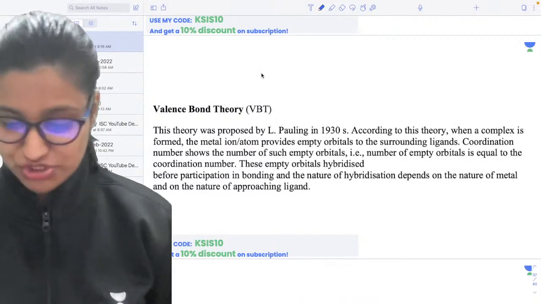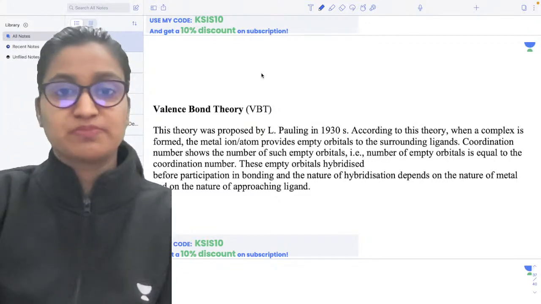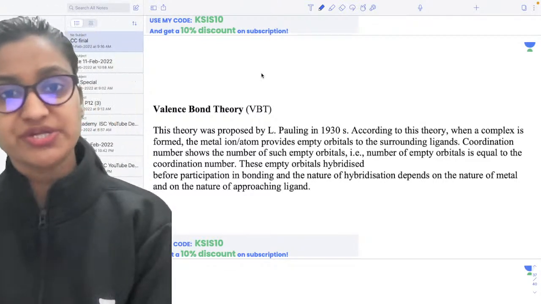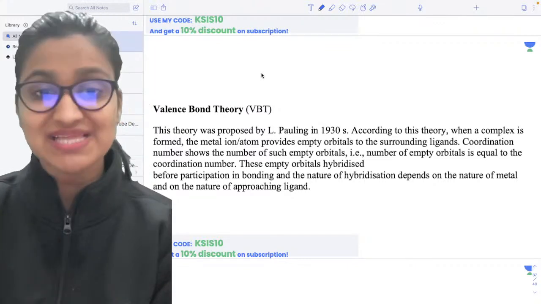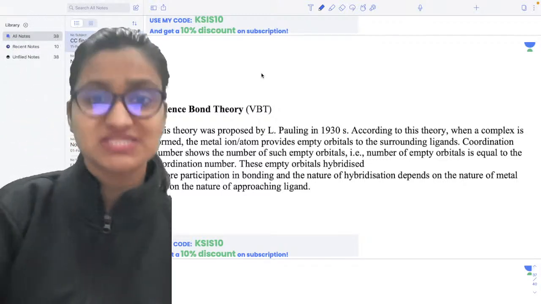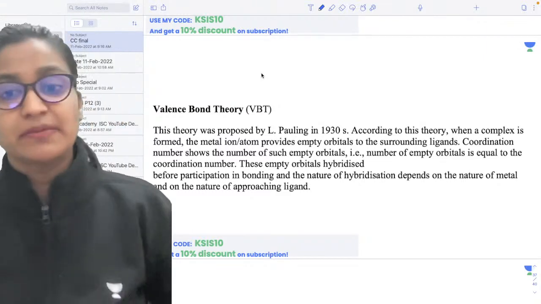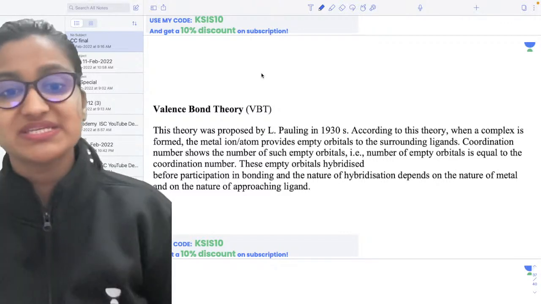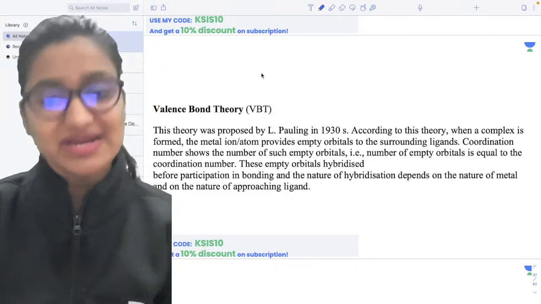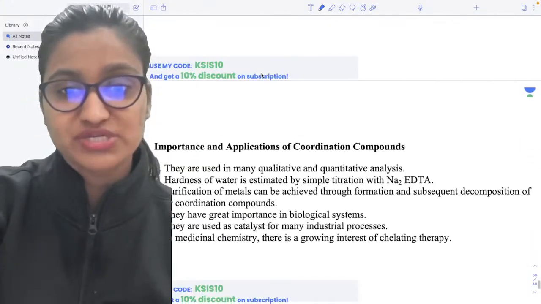Next is valence bond theory. You can see here, it was proposed by L. Pauling in 1930. According to this theory, when a complex is formed, the metal atom or ion provides empty orbitals to the surrounding ligand so that bonds can be formed. Coordination number shows the number of such empty orbitals. Number of empty orbitals is equal to the coordination number, and these empty orbitals are hybridized before participation in bonding, and the nature of hybridization depends on the nature of metal and on the nature of approaching ligand. Okay?